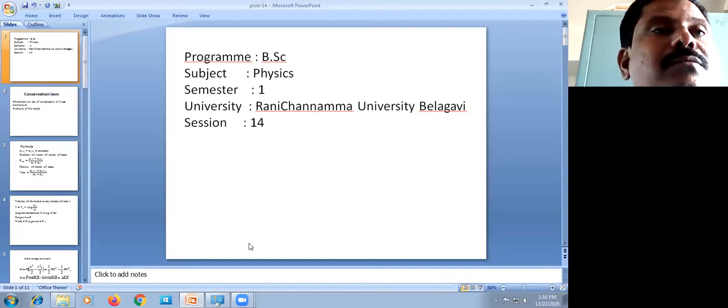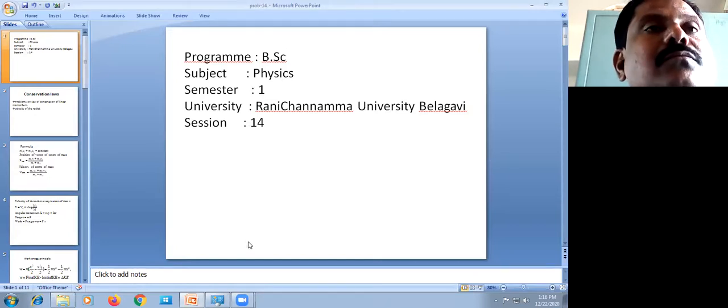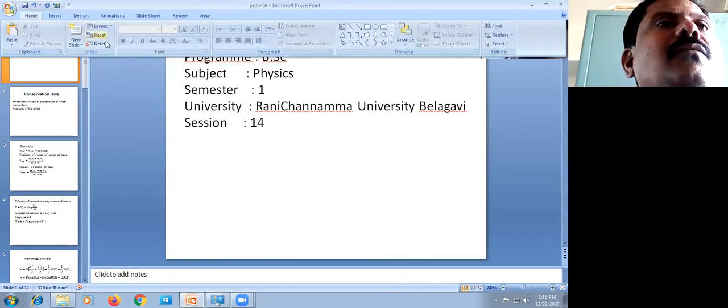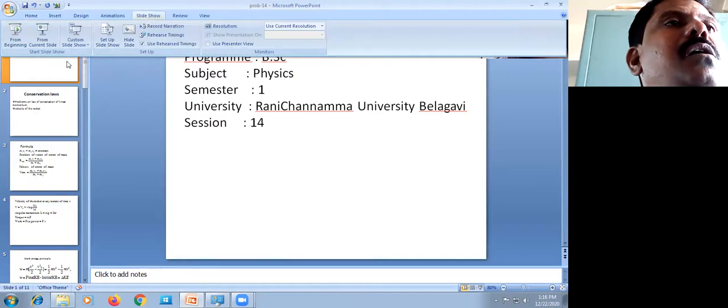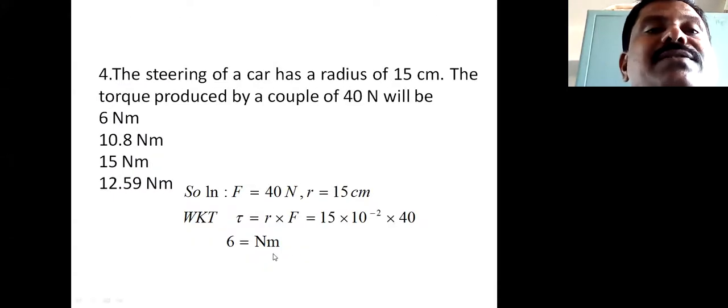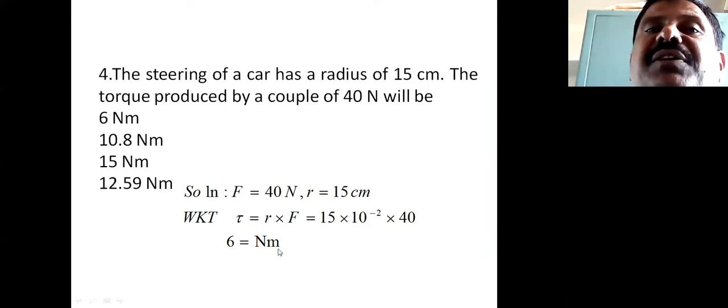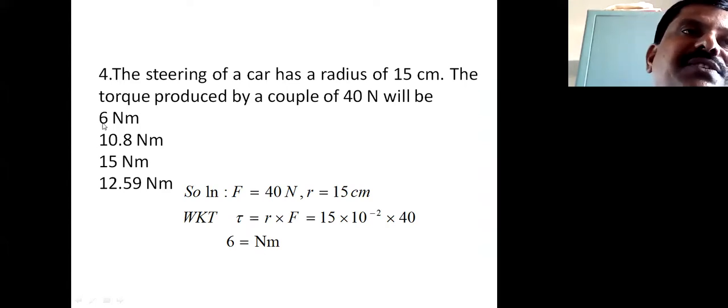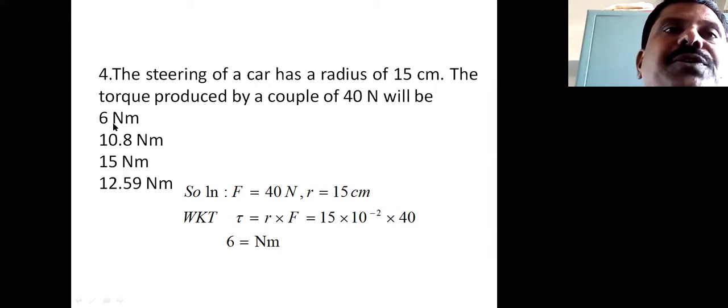So that becomes 6 Newton meter. So this is option A. The torque produced by a couple of 40 Newton will be equal to 6 Newton meters. That one we can calculate by using this formula. Okay.